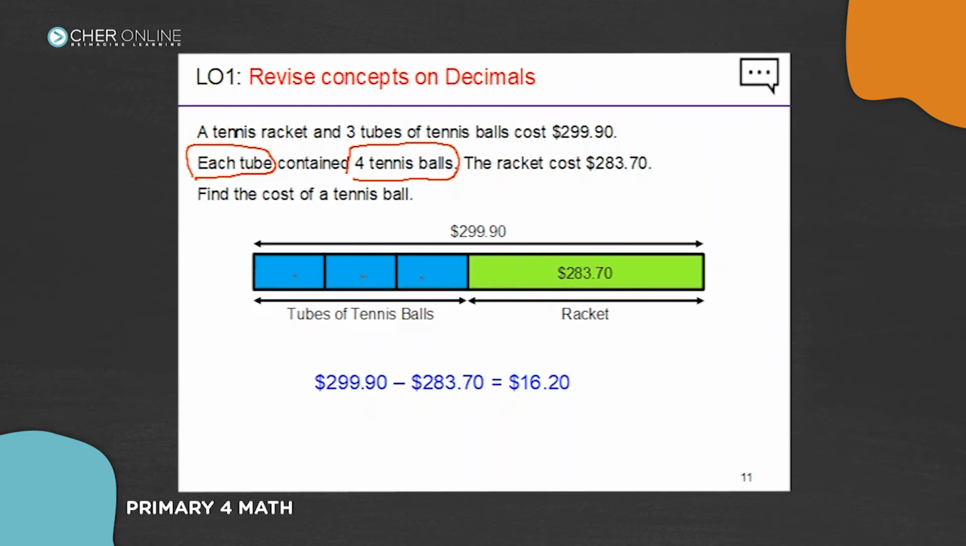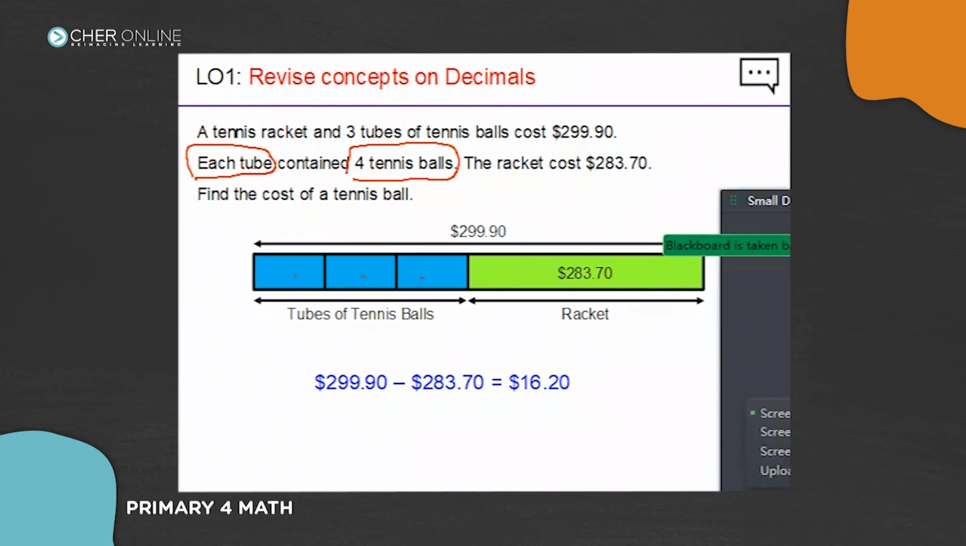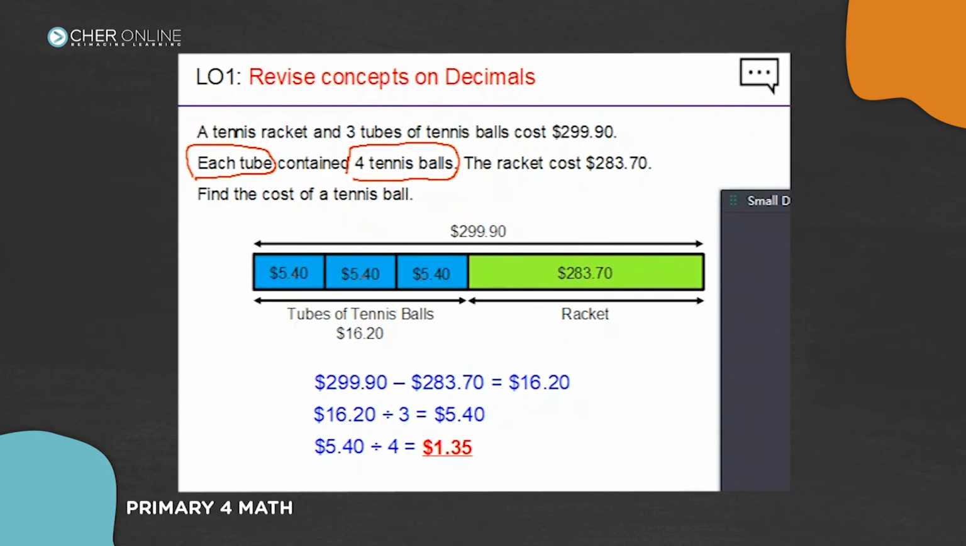Then there is 3 tubes. So now we find one tube. Then after that we find one ball. Okay, would you like to try? So see what happened, huh? So the 3 tubes of tennis balls is $16.20. So one tube is $5.40. You divide by 3. And then 4 balls. Because one tube there's 4 tennis balls. So you divide by 4 again.